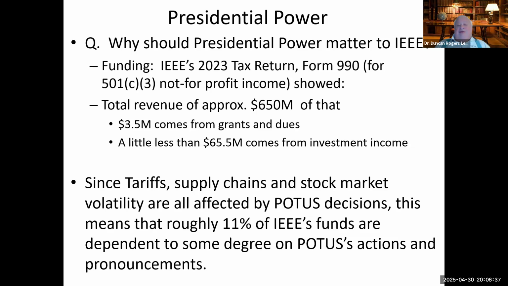All right. So tariffs, supply chains, the stock market volatility are all affected by POTUS decisions. POTUS is obviously the president of these United States. This means that roughly 11% of IEEE's funds are dependent to some degree on POTUS's actions and pronouncements. And these days, the stock market, if Donald Trump burps, it reacts.